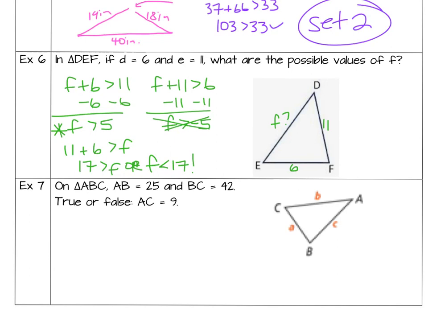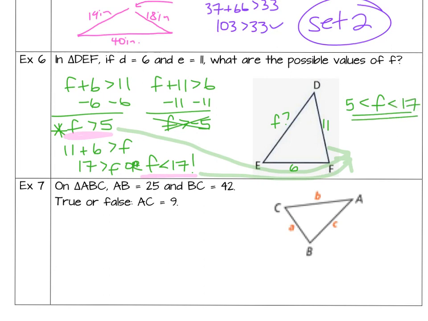So we have two scenarios here, everybody. We've got f is greater than 5 and f is less than 17. Here's how you use both of these as our inequality solution. What are the possible values for f? If f has to be greater than 5 and less than 17, we put 5 on the left, f in the middle, and 17 on the right. As long as the side length for f is between 5 and 17, that triangle will be possible.